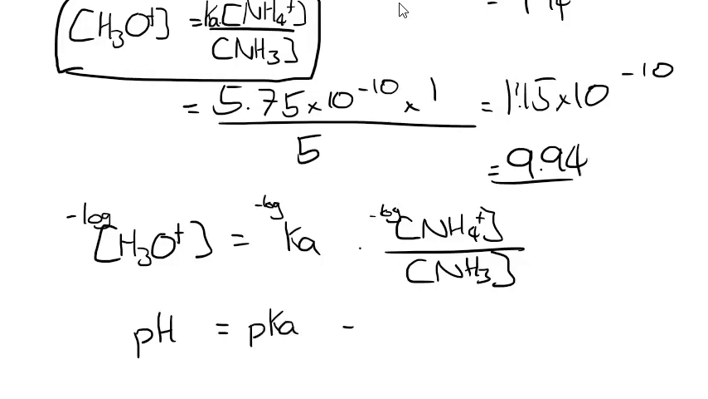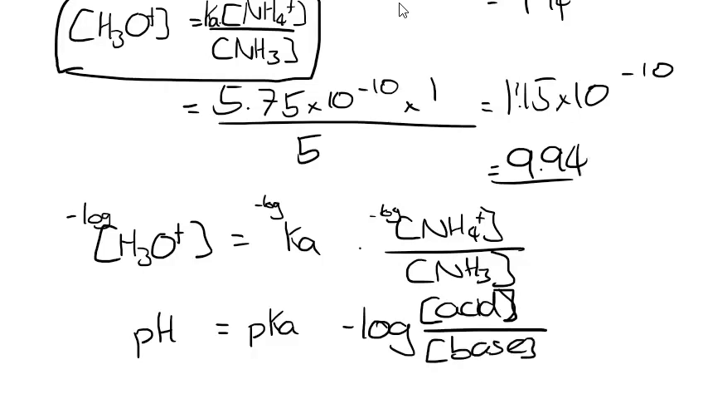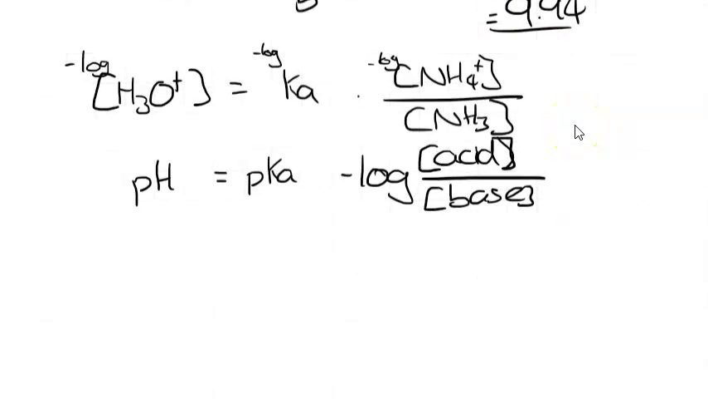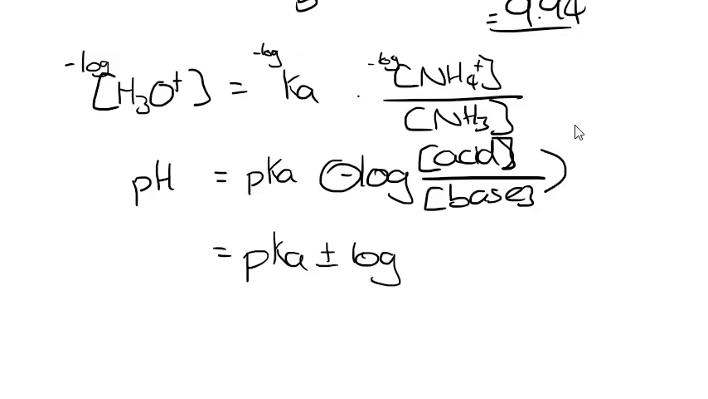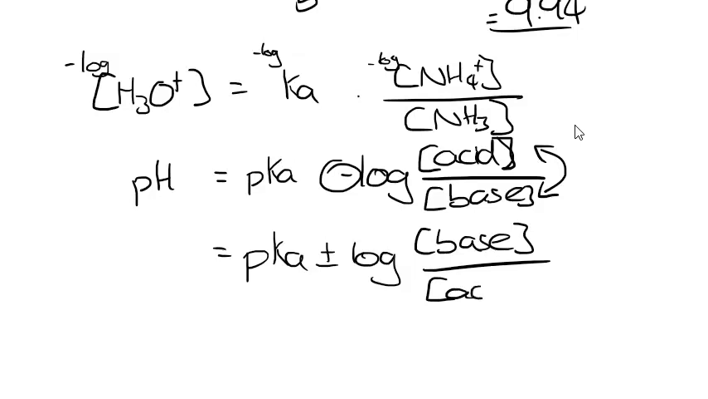And the negative log, well, there's no shortening for that. So we get negative log of the acid. So I'm going to substitute acid instead of NH4+, divided by the base. And then you'll remember that when we actually get the equation, it should be base over acid. So what we can do is change that sign to go pKa plus log, and then if we change the sign to a plus, then we need to switch those around. So we get the base divided by the acid.